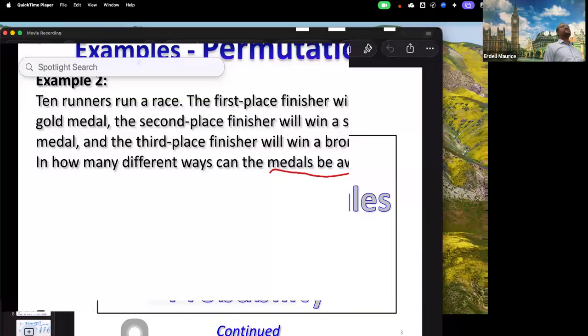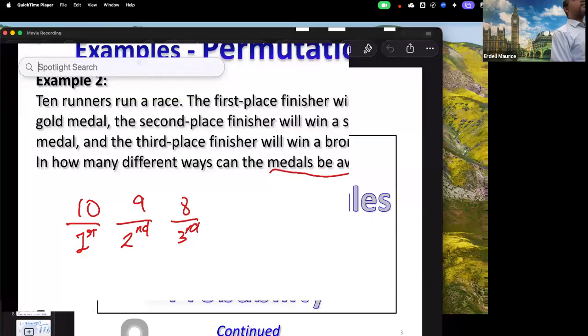Now, is this question asking us about every single runner? It's only asking about the runners who finish in first, second, or third, correct? And so let me ask you a question. How many people can finish in first? 10 people. How many people can finish in second? 9 people. How many people can finish in third? And we stop right here, because we only care about finishing first, second, or third.